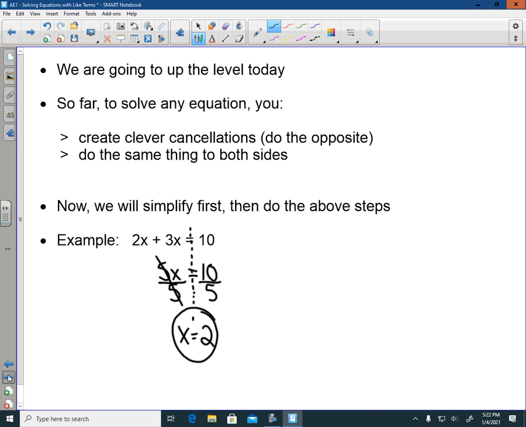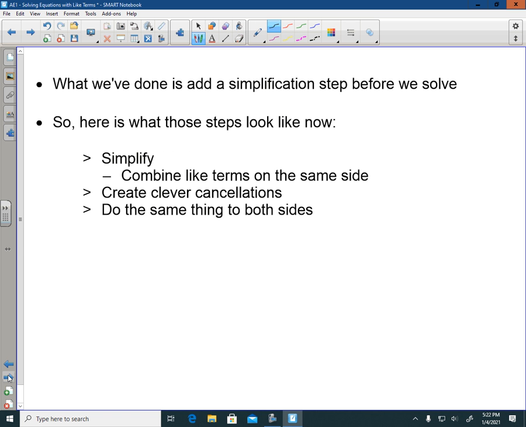Let's talk about this first. What we've done is we've added a simplification step because equations aren't always presented to us in the simplest way. Sometimes we have to simplify first. So we're going to be adding to these steps as we move forward. Now we've added a simplify step. Before you can solve an equation, you might have to simplify. Right now what we know to do is to combine like terms on the same side. This is very important, and we'll talk about that more in just a second. Then, to solve the equation, create clever cancellations and do the same thing to both sides. Now let's do more.